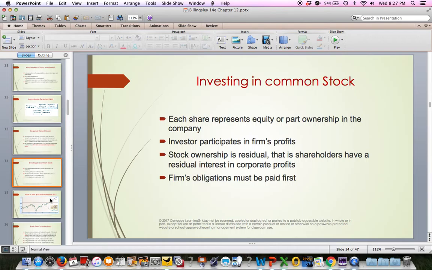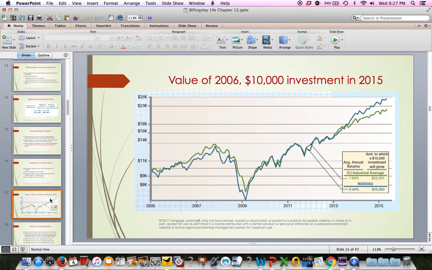So investing in common stock, it says here each share represents equity or part ownership in a company. You basically are participating in profits. If the company is profitable, there's a good chance that they will pay dividends. And if they're profitable, that means the stock price will generally go up. You can see here it says that stock ownership is residual. Its shareholders have a residual interest in corporate profits, basically saying that you have kind of a percent ownership of the profits of the company. Of course, the firm must pay all of its bills and debts too, but you have an ownership interest to a degree in the company.